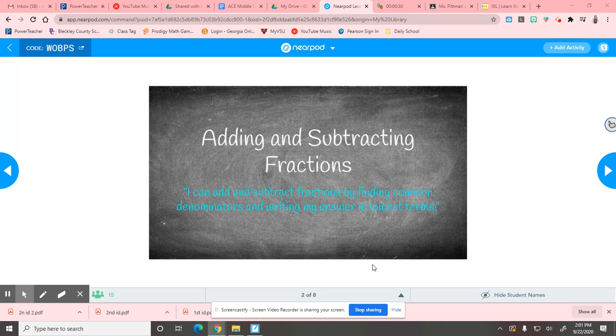Somebody tell me, what is the denominator? Where's the denominator located? The bottom of the fraction. Down bottom of the fraction. Okay? What's the number on top? The numerator. The numerator, the number on top. Okay?